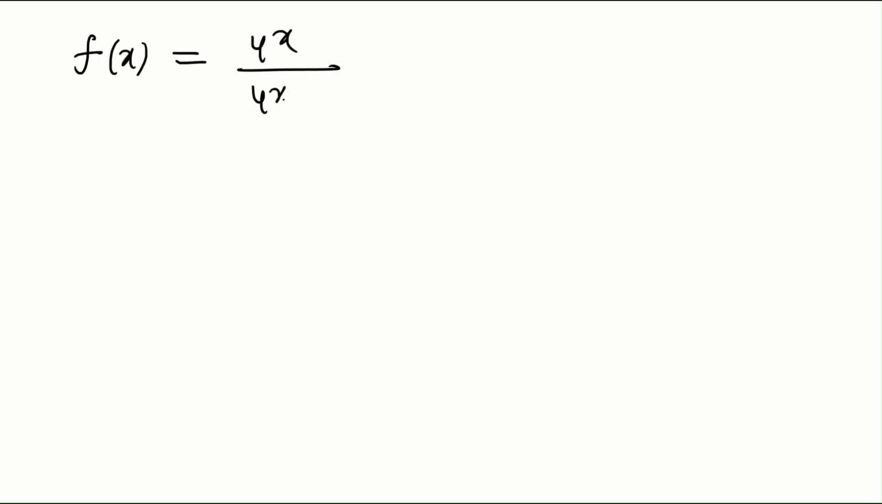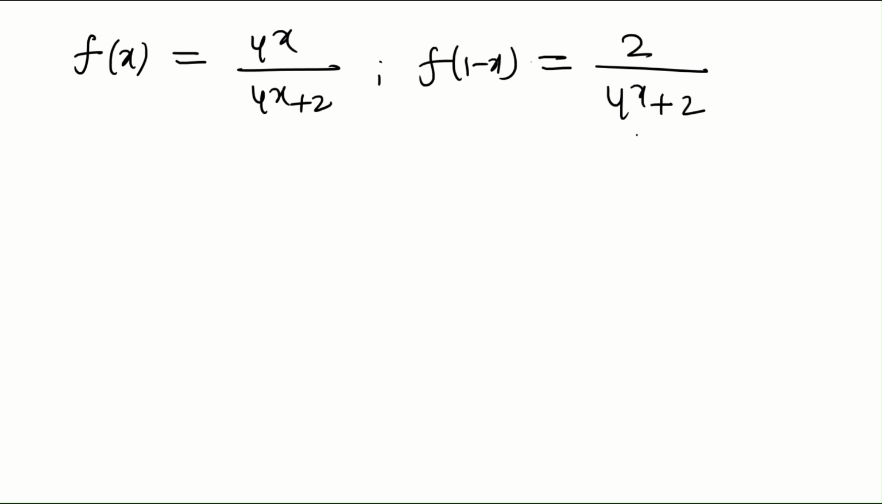This is f of x, and f of 1 minus x is similarly coming out to be 2 over 4 raised to the power x plus 2. Really interesting terms. One thing is that we have the same denominator, which is a huge help for us, because variable denominators are really difficult to solve. And the second thing that we can notice is that the sum of the numerators of both these terms is coming out to be equal to the denominator.